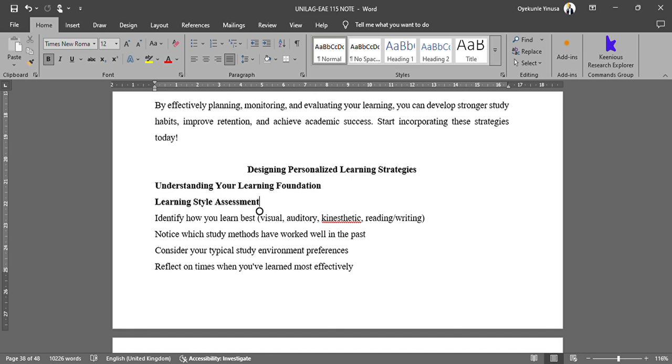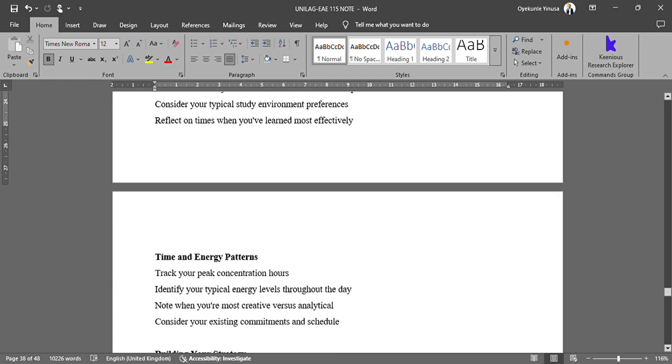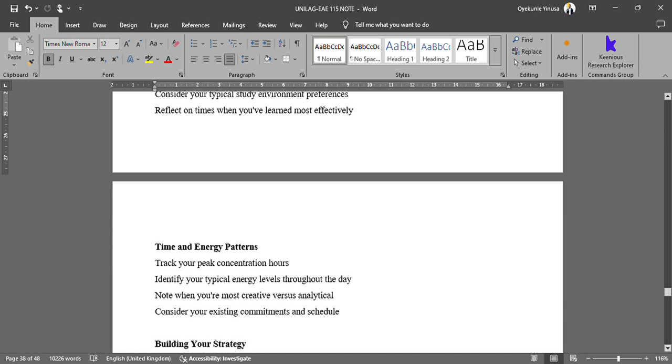Consider your typical study environment preferences. Do you study where there is noise? Do you like studying at night? Do you like studying in a secluded place? You must be able to determine this so that it helps you achieve your goals. Reflect on times that you have learned most effectively. Yes, there are some times that you must have learned greatly. So you must be able to discern this time and always follow up on it. So it depends on you what works well for you.